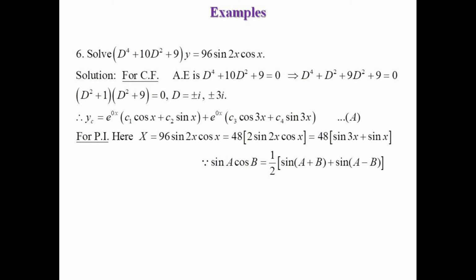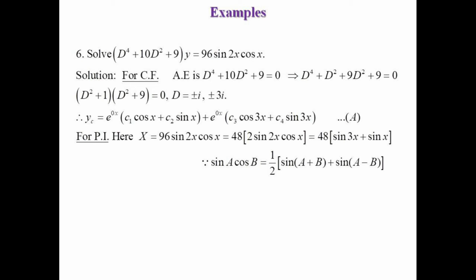Now let's find the value of the particular integral. Here the value of capital X is 96 sin of 2x into cos x. As per our type number 2, we require a single term, either sin of ax or cos of ax. But here this term is the product of sin of 2x into cos x, so it is not possible to apply the result because the given equation is not in our standard form.